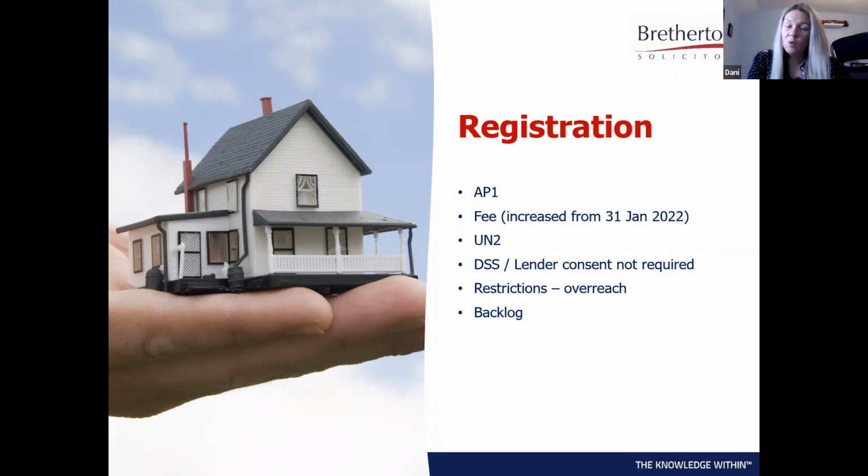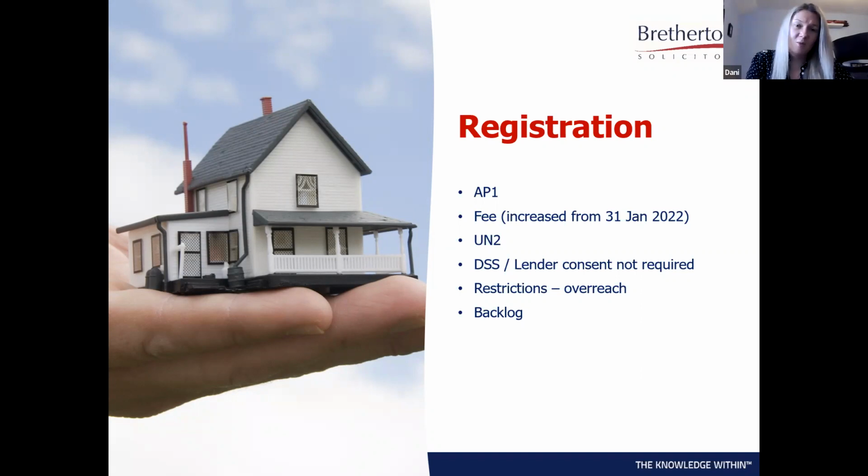Hopefully you did do your UN1 when you served your Section 42 notice. If you did, you then also need to apply for a UN2 with your AP1. What that will do is then remove that notice from the landlord's title, but only once the lease extension is registered. So the notice will stay on there until our lease has been registered. There is no need to get any deeds of substituted security or any lender consents from the tenant's lender because it's a statutory lease extension, so it overreaches, and therefore the Land Registry won't need to see that those lenders have consented or anything like that.